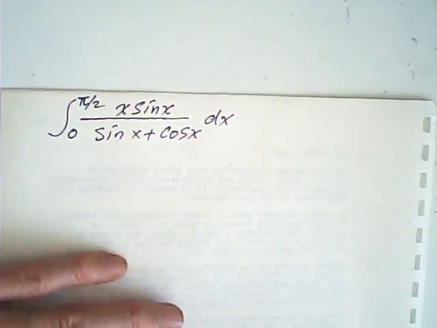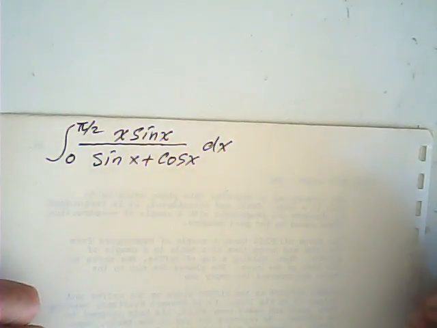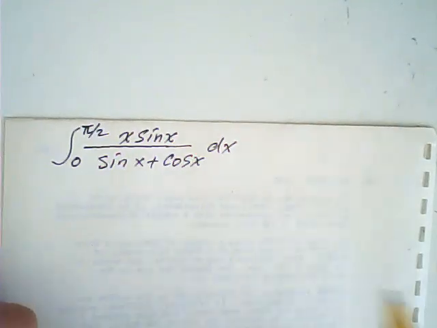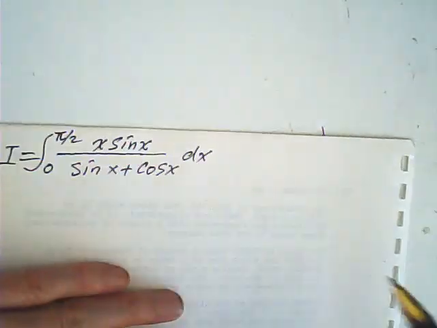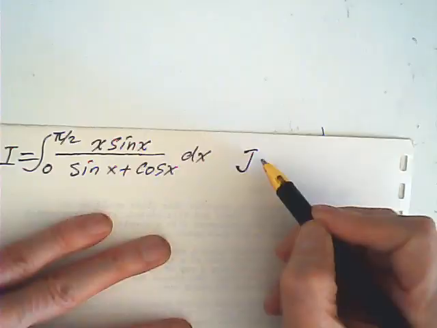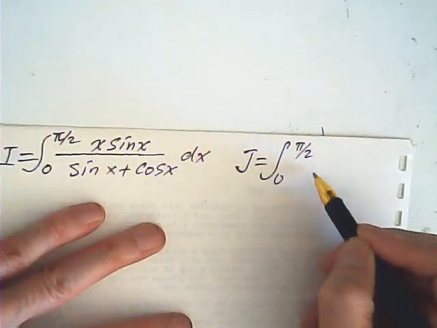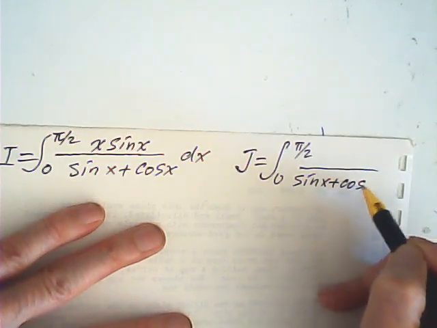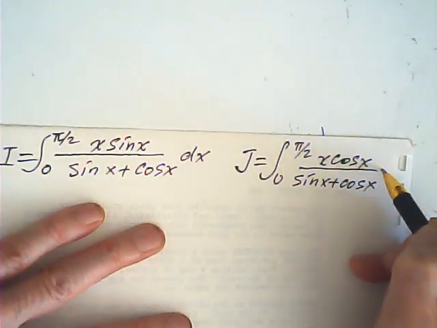And this integral is not as simple as I thought it was. It's quite rather complicated, so let me carefully work it out. I call this integral I, and I create another integral, J, from 0 to half pi of (sine x plus cosine x) times cosine x dx.